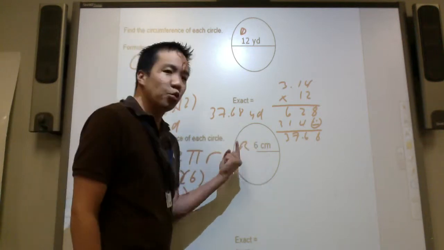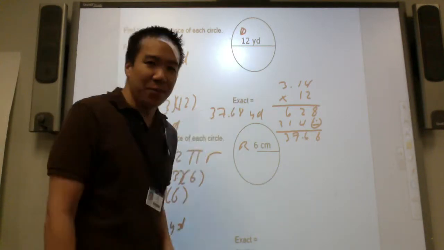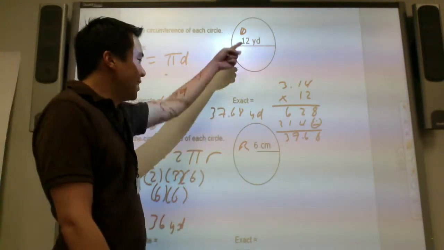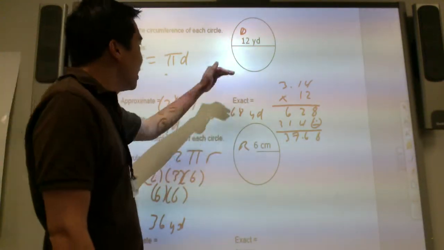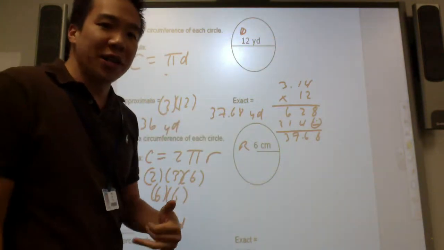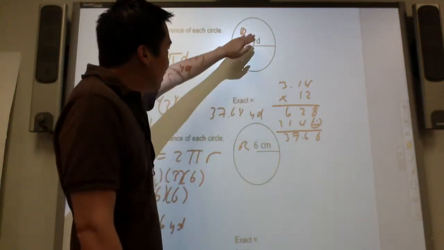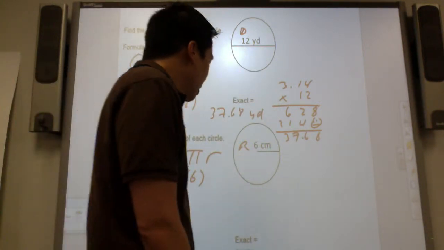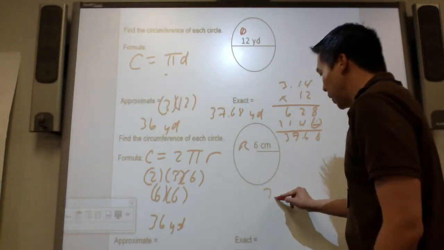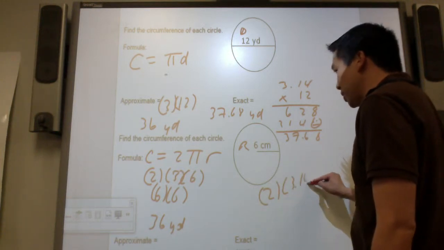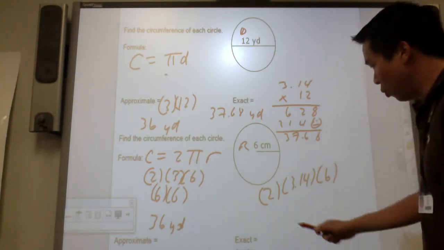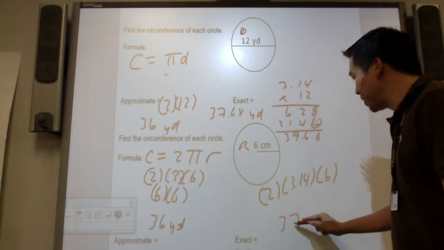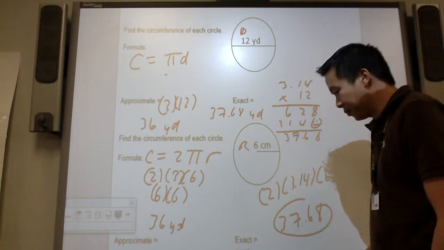Because 2 radius makes a diameter. What's 2 radius? What's 2 groups of 6? 12. I did this on purpose so you can see that even though it looks like 2 different problems, it's really one and the same. This diameter is double the radius, or the radius is half of its diameter. So if I multiply 2 times 3.14 times the radius, what's 2 of the radius? 12. 3.14 times 12 is 37 and 68 hundredths.